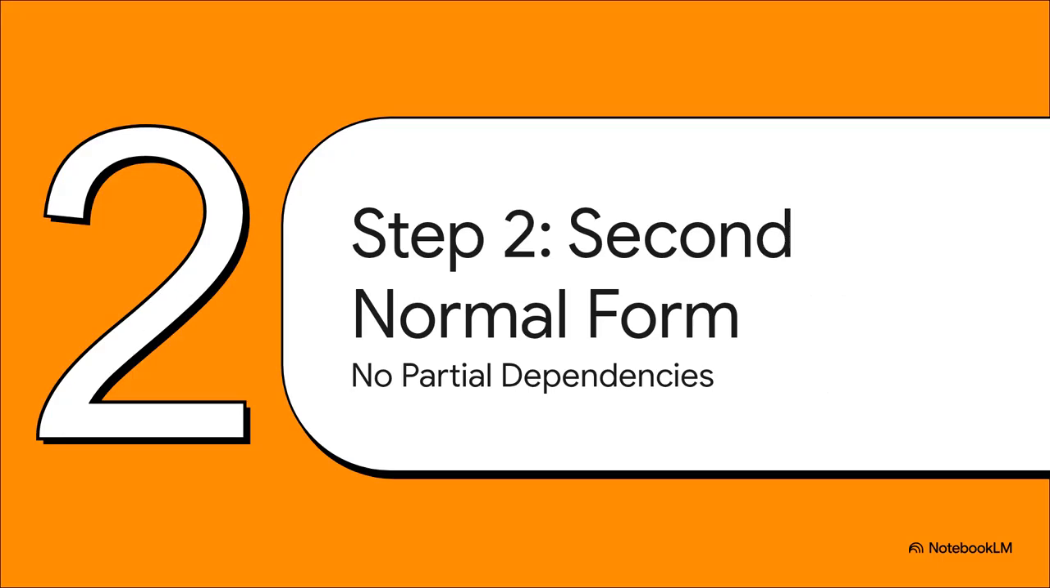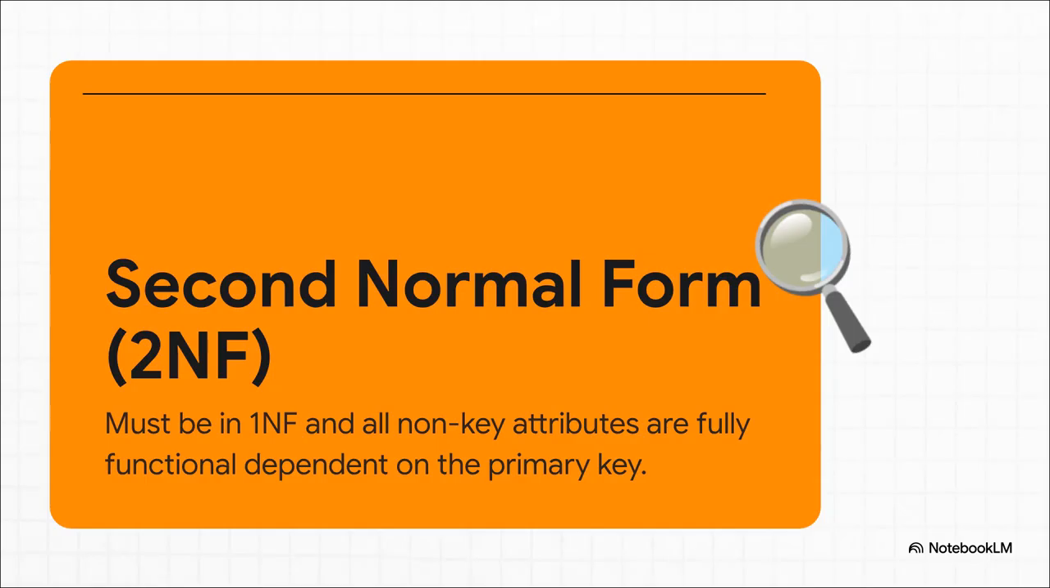All right, so far so good. We've gotten rid of those repeating groups, and all our data is atomic. But you know, our tables can still have some sneaky, hidden problems. So for our next step, we're going to build on what we just did and tackle something called a partial dependency. This is going to give our data a much more stable foundation. Let's talk about second normal form, or 2NF.